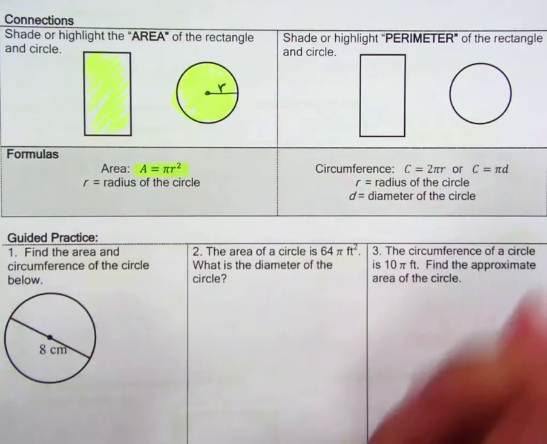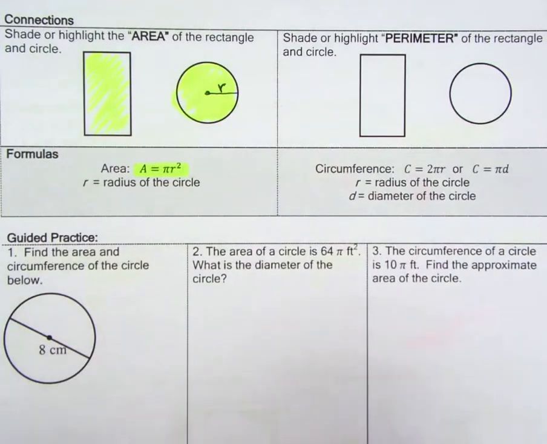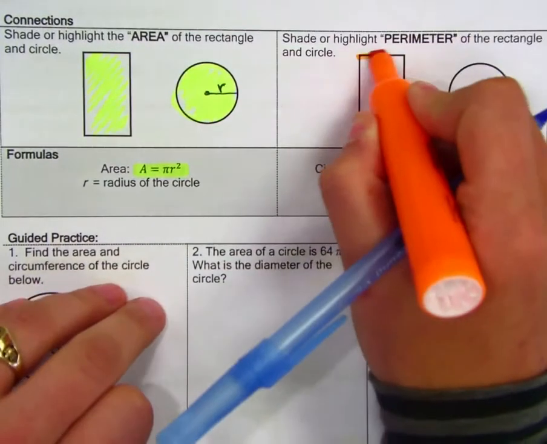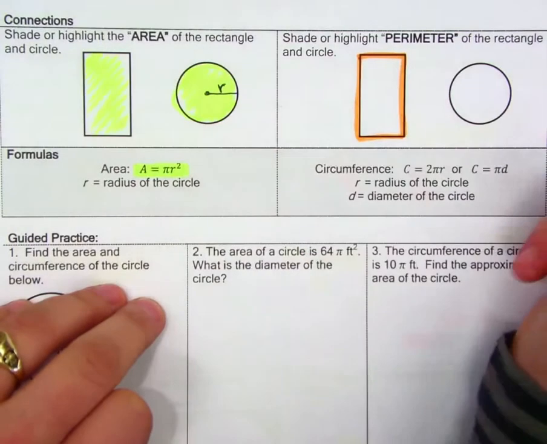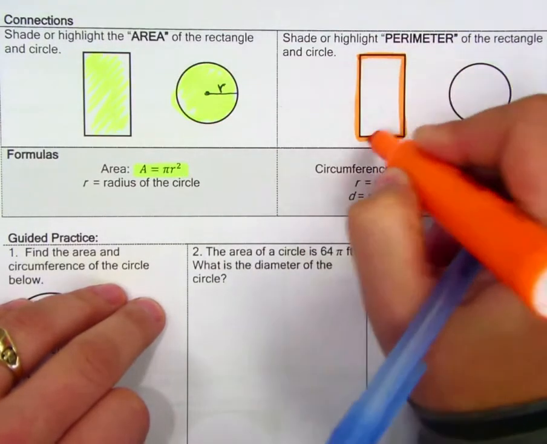Okay. Now let's shade or highlight the perimeter of the rectangle. So the perimeter is the distance around the outside of the rectangle, where we would add up all those sides.